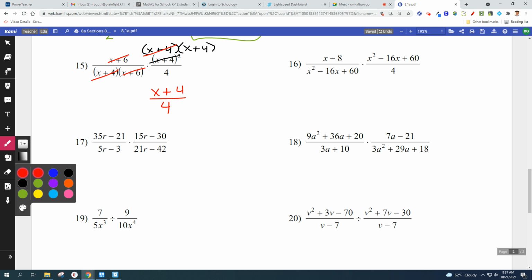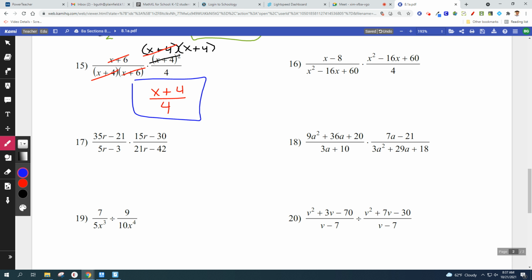Now, can I cancel those 4s? I cannot cancel those 4s. Remember, if you do this, a puppy's going to die. Okay? You can't do that. You cannot cancel that 4. Please don't. That x plus 4 is its own thing. X plus 4 has parentheses around it. X plus 4 is the factor. This is actually finished. Okay.